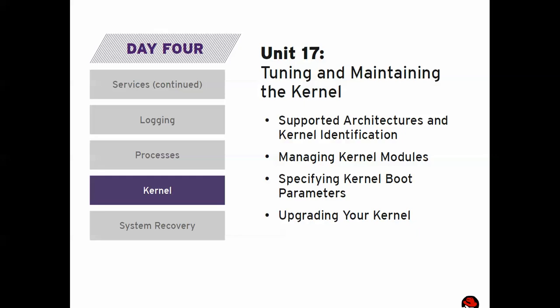And specify the kernel boot parameters. Where will these kernel parameters be stored? How to enable those kernel parameters, how to disable those kernel parameters, and at last, upgrading your kernel. That means how the kernel will be upgraded. Now you are using RHEL 6.2 kernel, and I want to upgrade to RHEL 6.3. So how will it be possible? These are the topics we are going to discuss in this unit. We will see now.